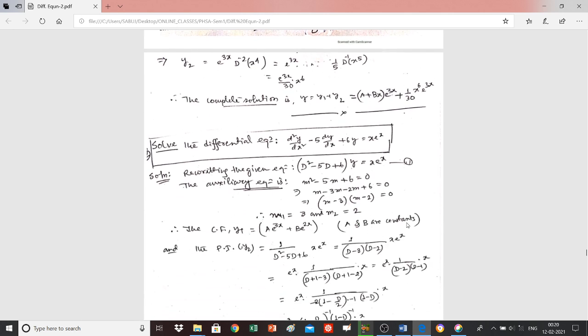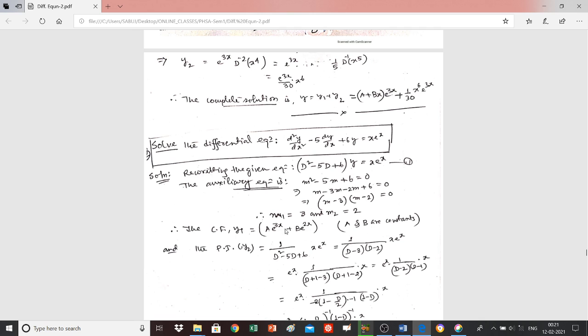Now solve this equation: d2y by dx square minus 5 dy by dx plus 6y is equal to x e to the power x. So here are the steps to find the roots of the auxiliary equation, that is m1 is equal to 3 and m2 is equal to 2.